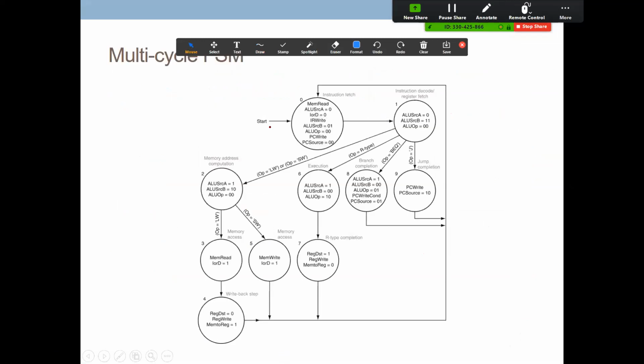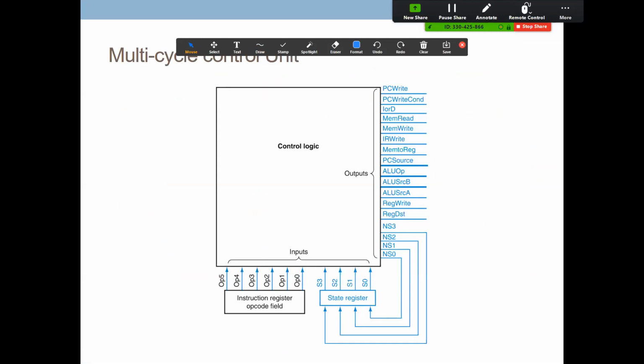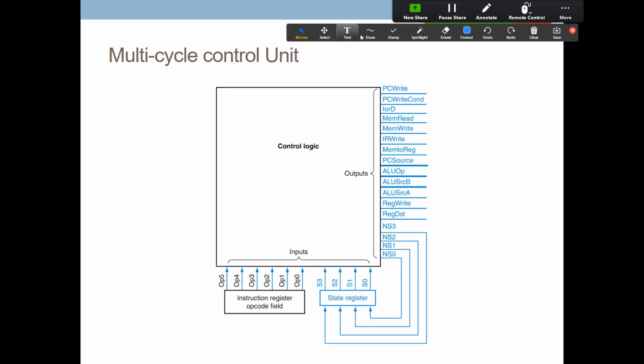Okay, now the last topic related to the multi-cycle. We are jumping from one state to another, and we keep switching states. So how does this actually happen? Basically you start from state 0, the fetch, then you go to the ID, then you start going to multiple states depending on the opcode that you have.